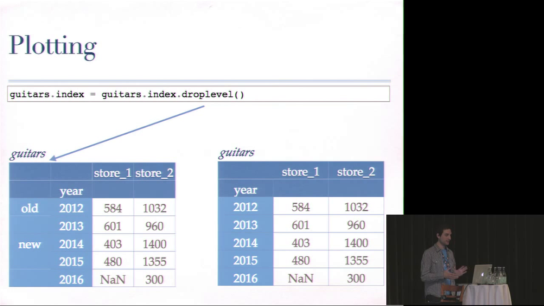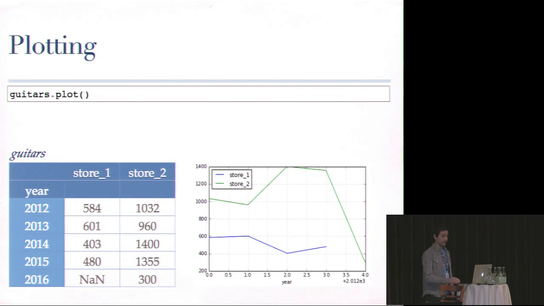So let's get into the fun stuff, plotting. First of all, I'm dropping my hierarchical index, because I don't need that anymore. I do that by saying on the index object, drop level. So Pandas just assumes that I want to drop the outermost index. And I'm returned with my original guitars data frame here to the right. This is how we plot in Pandas. Quite straightforward.